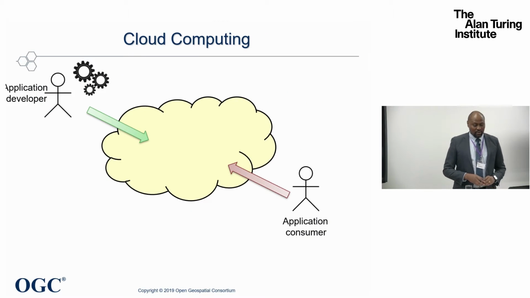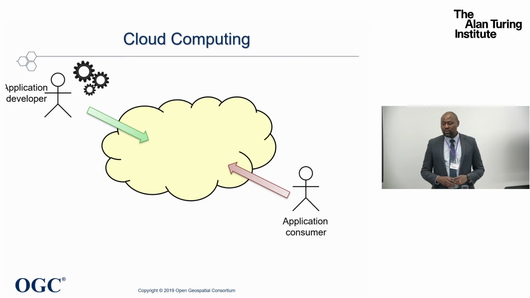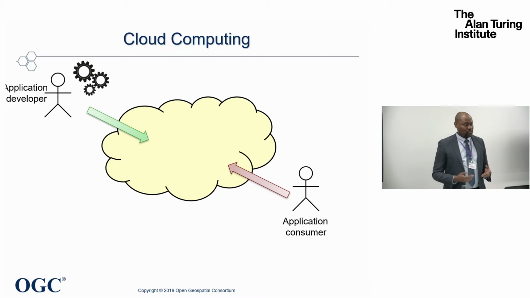So some of the OGC members have focused on how to make it easier for application developers as well as application consumers to leverage these cloud computing environments. Most notably are the space agencies, so NASA, ESA, and others. They have invested in quite a number of innovation activities to help develop standards that will support the exploitation of geospatial standards within cloud computing environments.